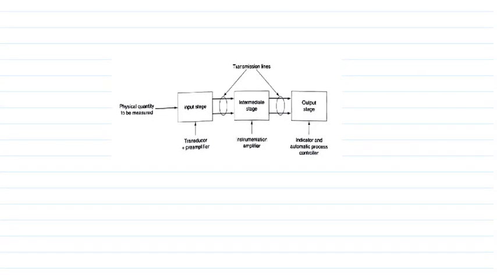Hello everyone. So today's session we will discuss the instrumentation amplifier.